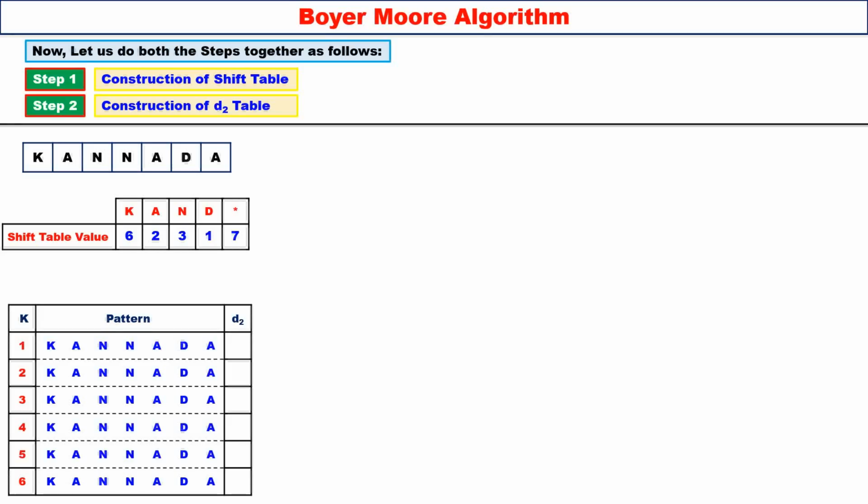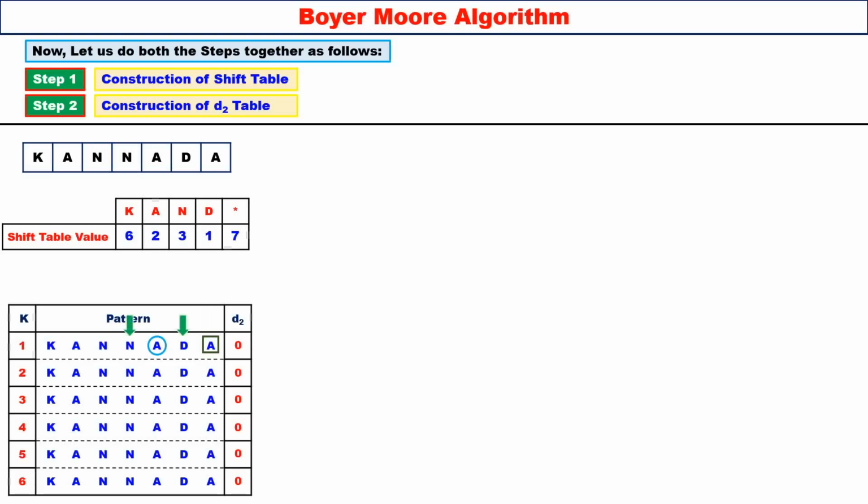Let us build the D2 table. D2 should be initialized to 0. First, let us consider K equal to 1. Therefore, the suffix is A. Search for A from the right. Carefully observe. Yes, it is found.